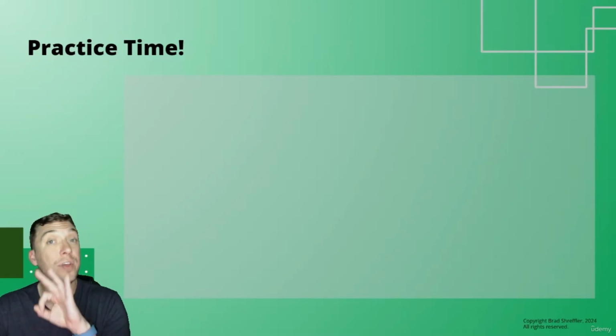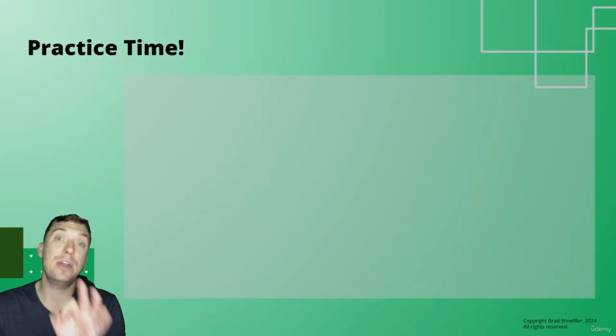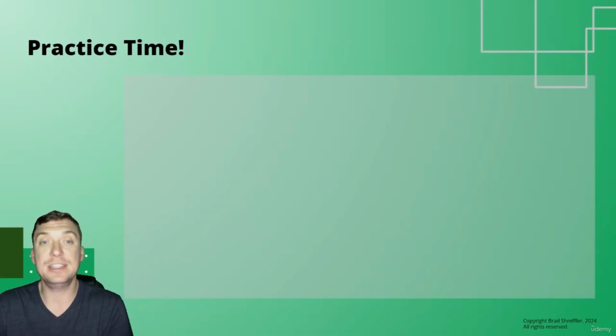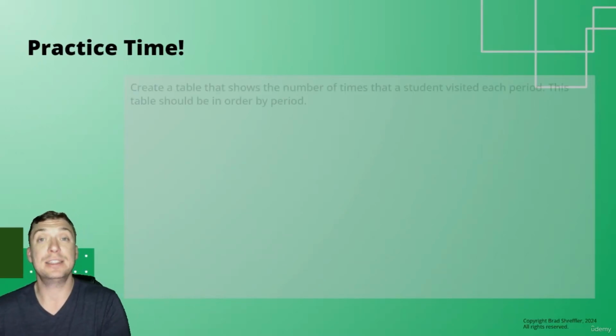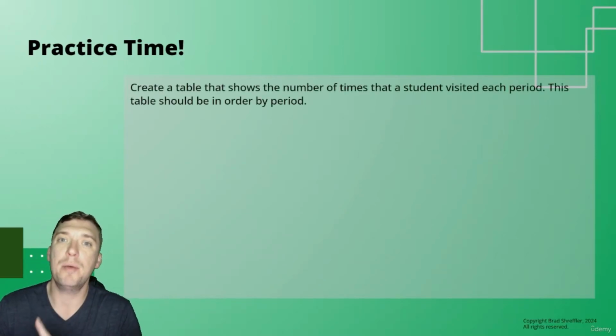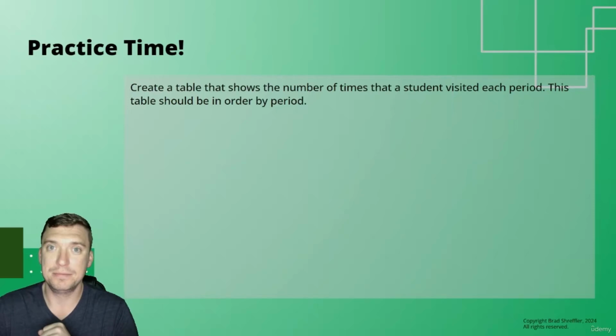This activity, I give 3 hints. So if you get it without any of the extra clues, you can jump forward about 15 seconds in the video to continue on. Your practice for your lesson is to create a table that shows the number of times that a student visited each period. This table should be in order by period. Pause to practice.